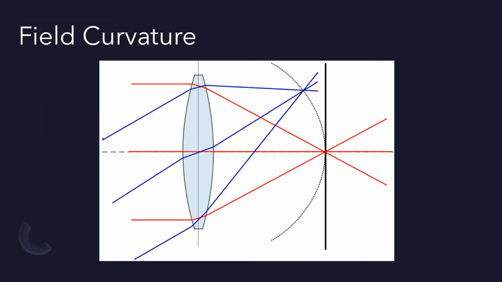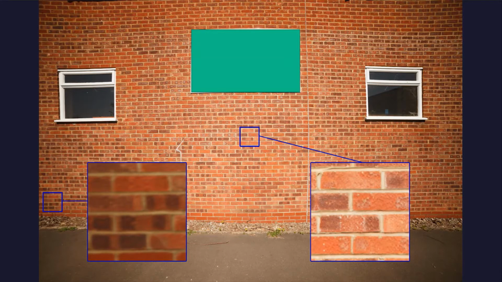Field curvature describes how much the lens curvature causes the image plane to curve. As we see in this figure, the curvature of the lens causes the plane where the image would be to curve. As a result of this, only specific parts of the image would be in focus, while others wouldn't be.